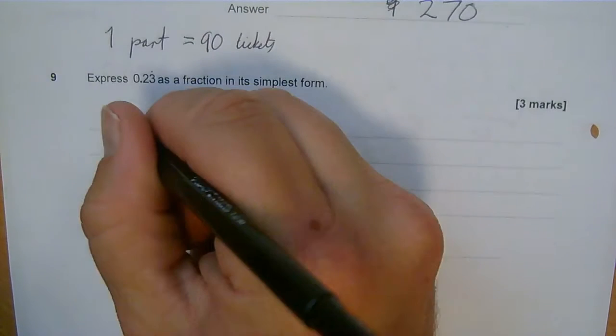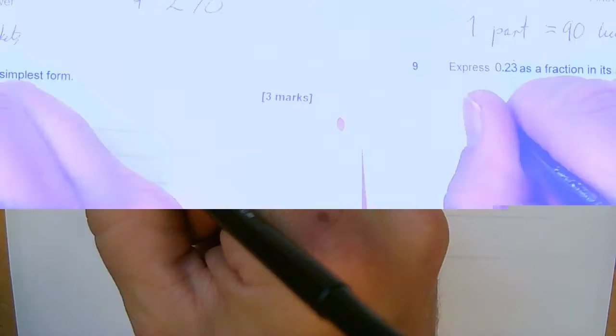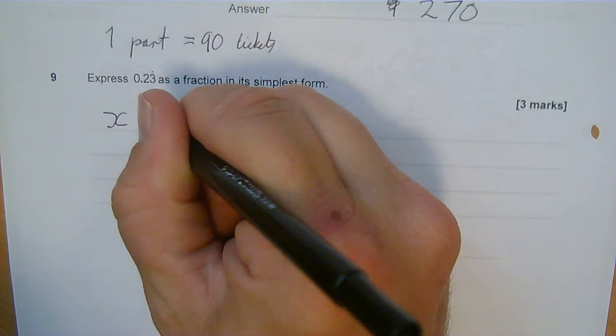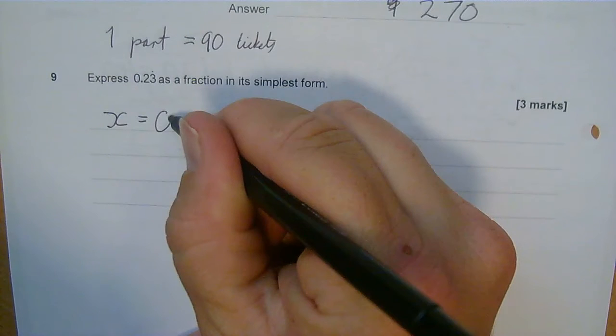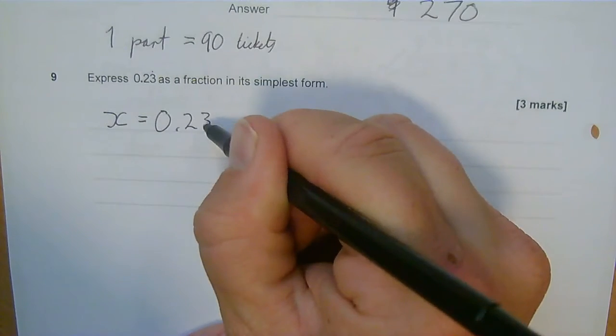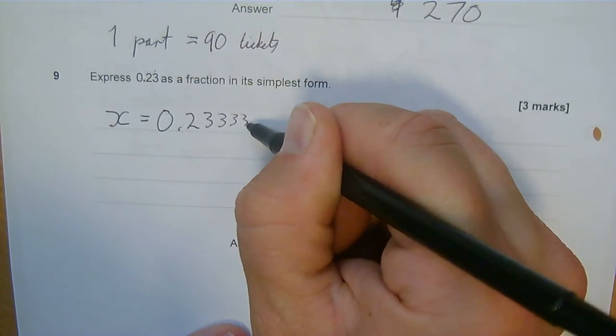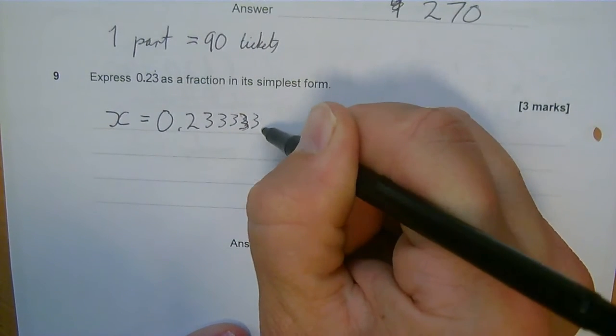I say that x equals the original decimal that we've got here. So in this case it's 0.23 recurring. So I'm going to write that out as 0.23333, etc.